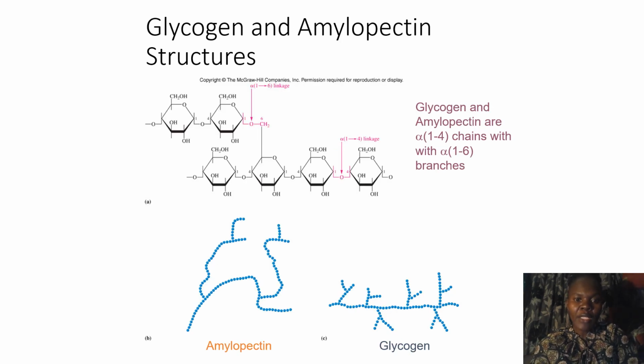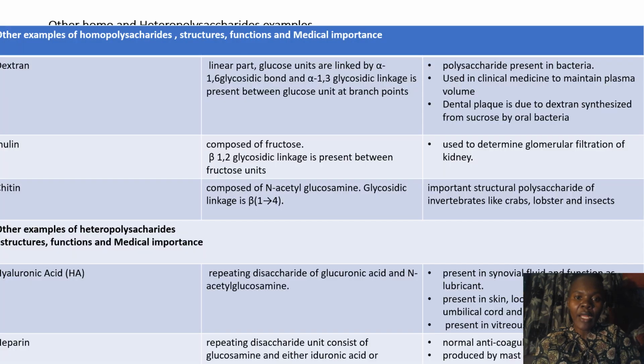Down here, you can see how the amylopectin structure looks and how the glycogen structure looks. You go a few glucose units, then you meet a branching point in glycogen. But when you compare with amylopectin, you have several glucose units before you meet the branching point. So it explains that glycogen is more branched than amylopectin.